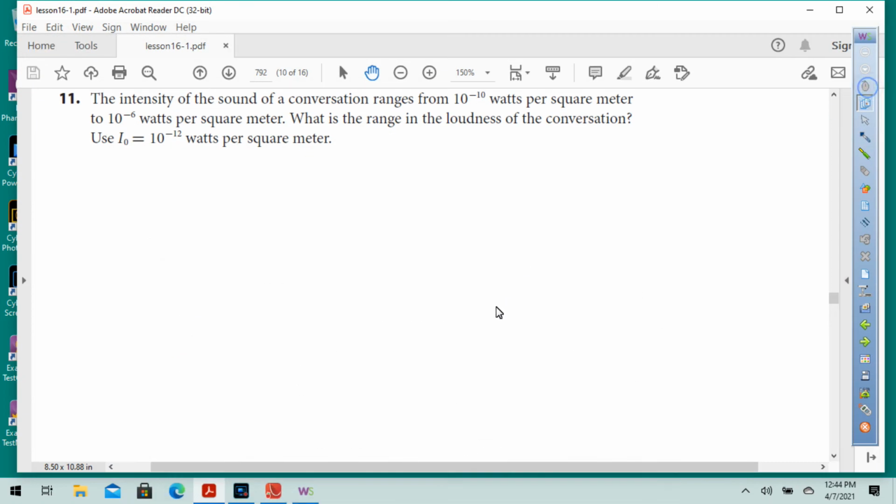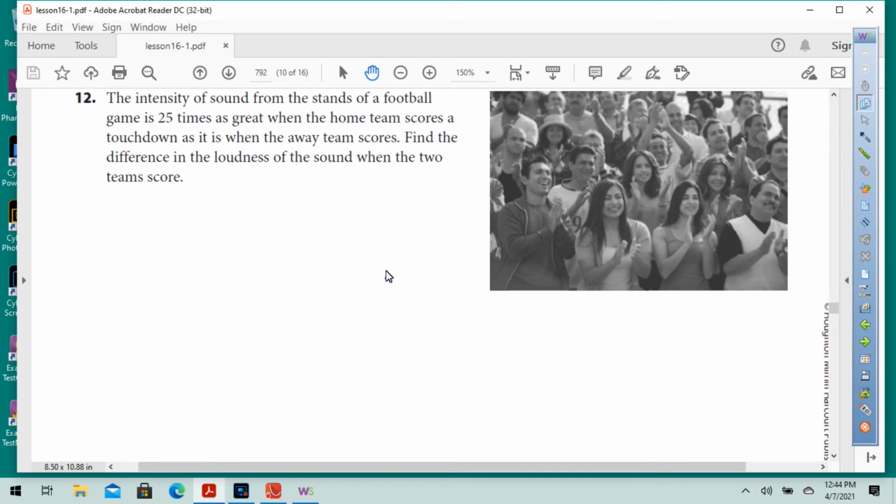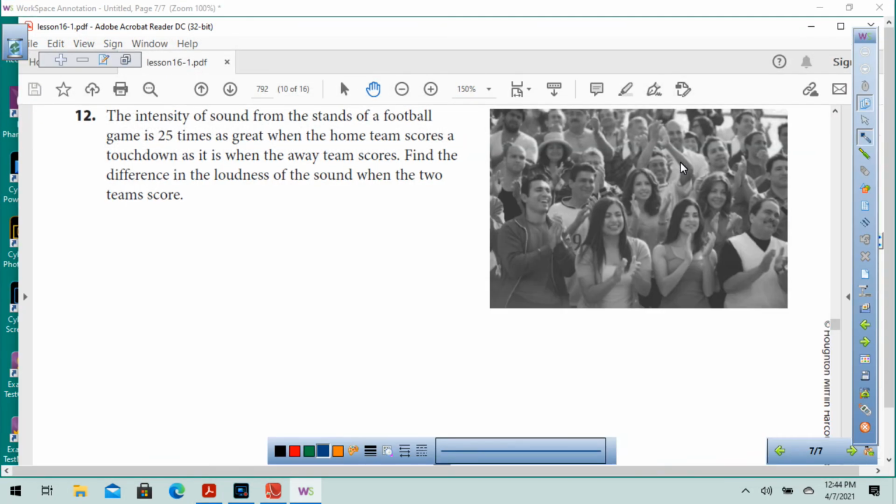Let's try one more. Have y'all ever been to the UT football stadium? Boy, it's loud, isn't it?